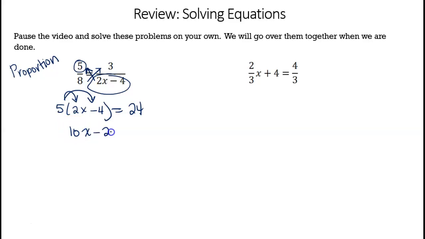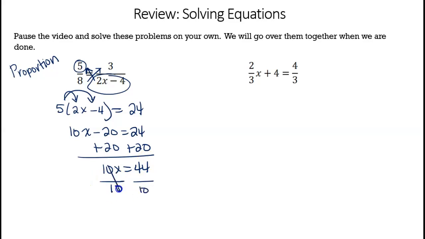So we have 10x minus 20 equals 24. Add 20 to each side. So 10x equals 44. Divide both sides by 10. The 10's cancel out. And we have 44 over 10. Notice that both 44 and 10 are even numbers, which means they're divisible by 2. So 44 divided by 2 becomes 22, and 10 divided by 2 becomes 5.